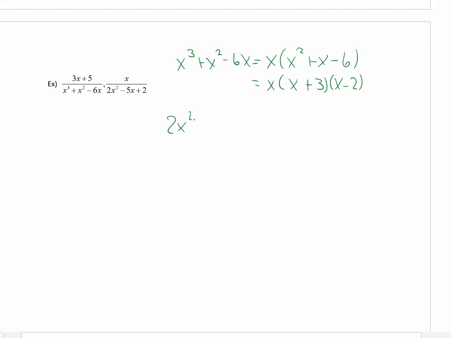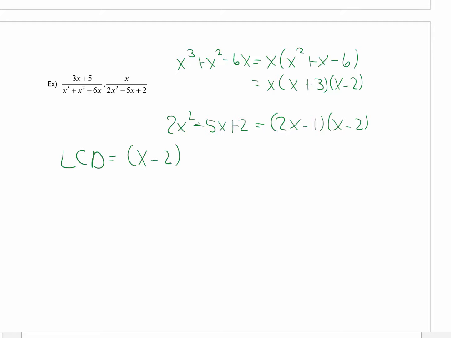So 2x squared minus 5x plus 2. This can be factored as 2x minus 1 times x minus 2. Okay, so the least common denominator. Well, what factors do they have in common first? X minus 2. This is to the first, this is to the first. So we're going to have x minus 2 to the first power.